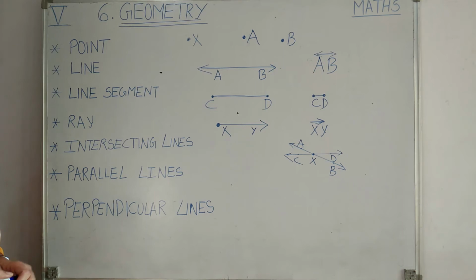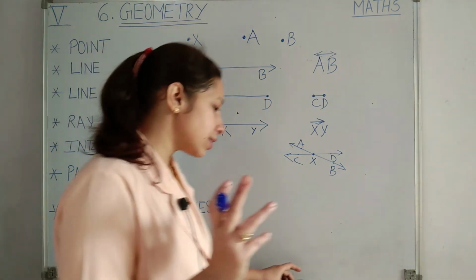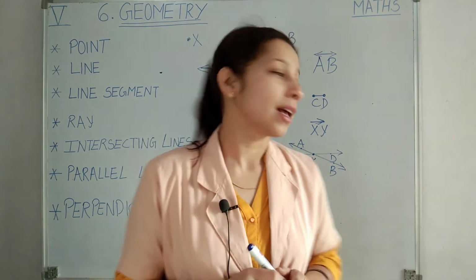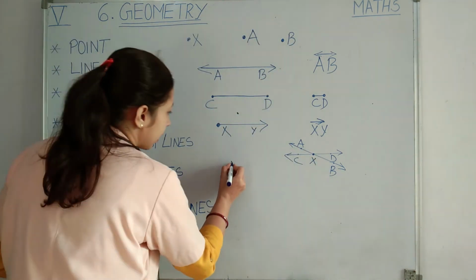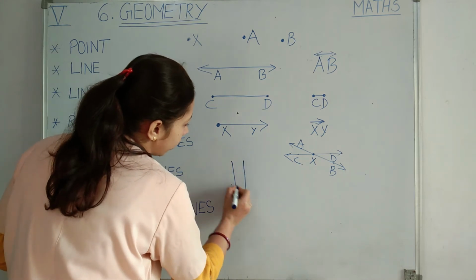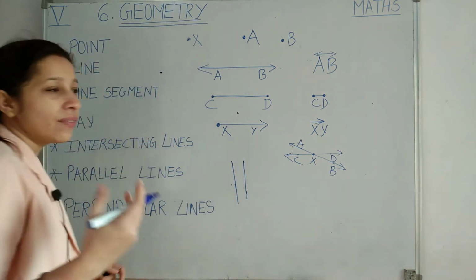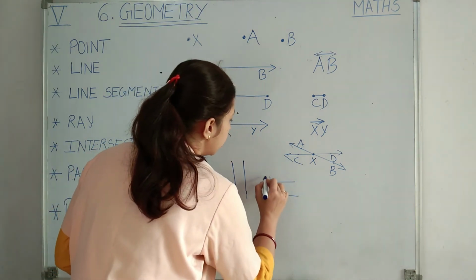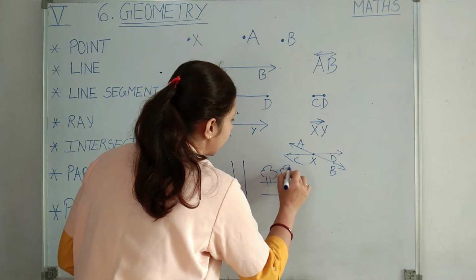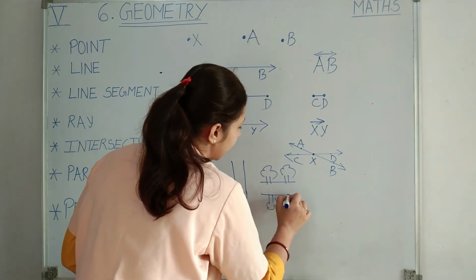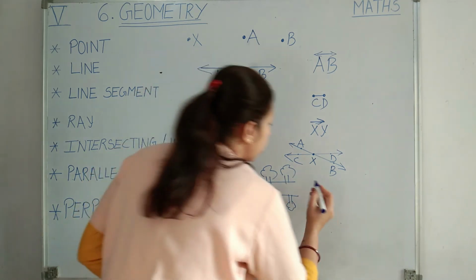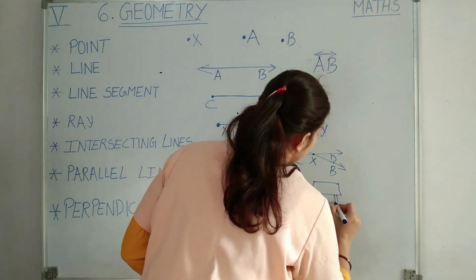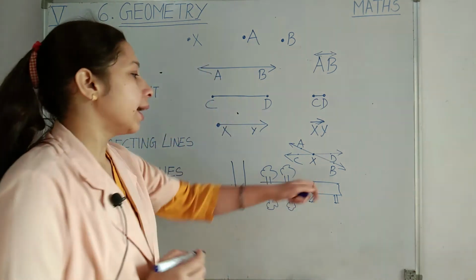For parallel lines, first I will give you the example and then I will explain. You have seen the railway tracks. How do the railway tracks look like this? They are just going in this direction only. Or when we are traveling somewhere, on the sides of the roads, trees are there, like this. Or the desk on which we sit in the school, suppose this is the desk, it is like this.